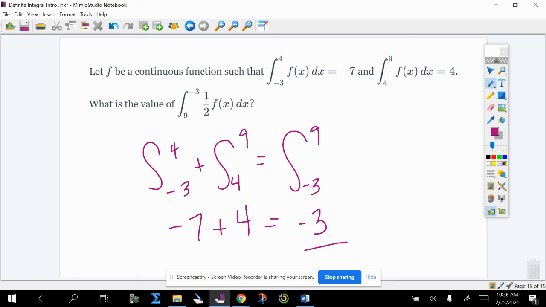But look at two things that happened. The boundaries got switched. So notice here, my boundaries are flip-flopped. Very common thing to do on the AP test. So my answer should actually be negated. It already was negative, so I'm going to make it a positive. And it had a scalar. It had a multiplier. So whatever answer I get, I want to multiply by a half, which gives me 3 halves, or 1.5. They would accept decimal or fraction. So that's how you take those 5 properties and kind of jumble them together and utilize them in finding unknown definite integrals.